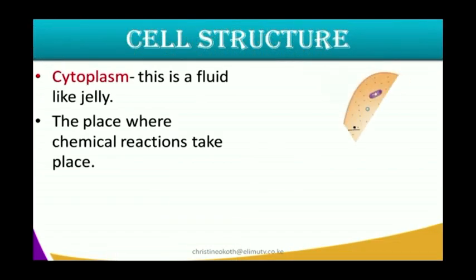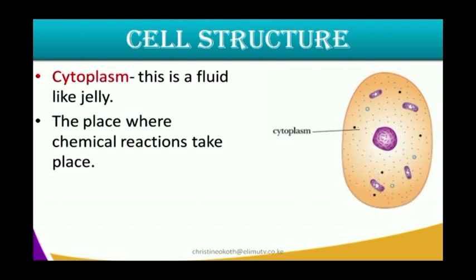The next structure we're going to look at is the cytoplasm. If you look at the illustration there, where it's pointing, the cytoplasm. This is a fluid like jelly. It is a place where chemical reactions take place. This is the site where all the chemical reactions in the cell take place. And as we have said, it is a fluid like jelly, and it is found inside the cell.